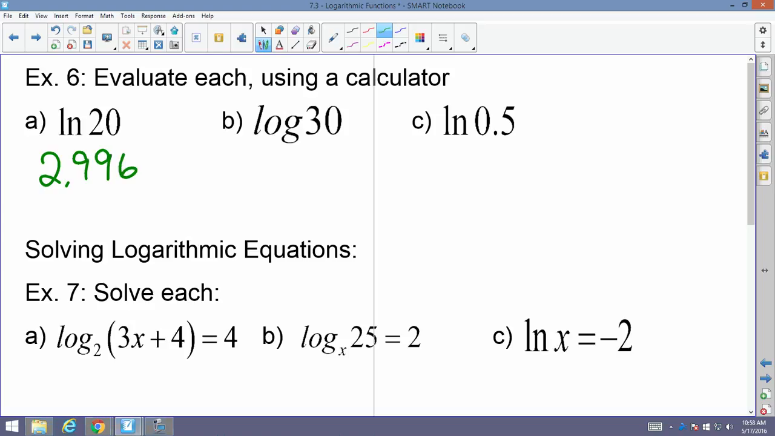And that's going to equal 2.996. Log of 30, again, you could rewrite this as 10 to the y power equals 30. But can 10 and 30 have the same base? So I can't go the exponential route there. So you literally go log of 30 in your calculator, and that equals 1.477. ln of 0.5, literally in your calculator, equals negative 0.6931.